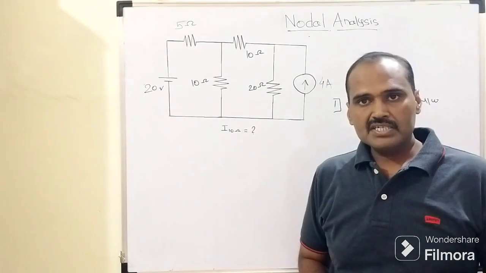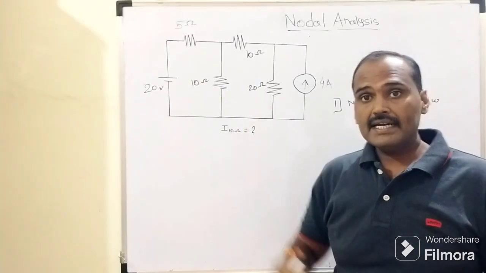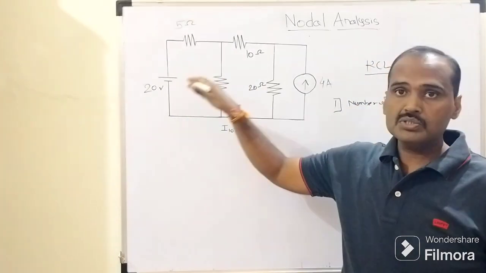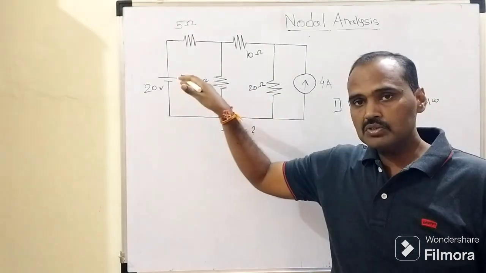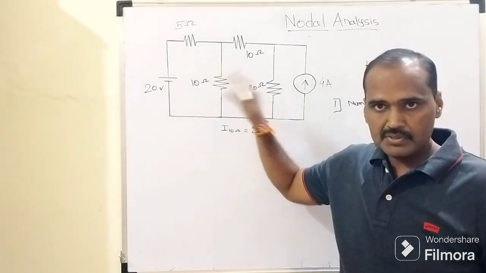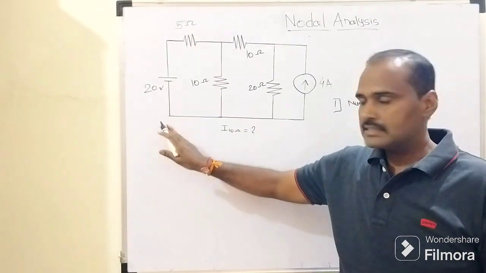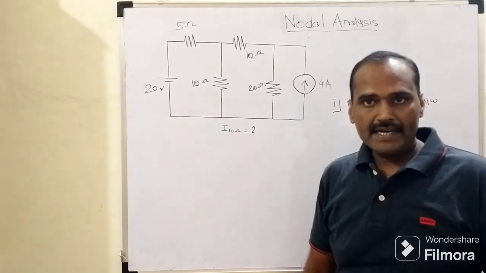Probably in the next session we will try to learn how to analyze a network which consists of dependent energy sources, means dependent voltage source or current source. So what is a dependent source? Its value depends upon the existing value of voltage or current which is present in that circuitry. For the sake of the moment, we need to understand that these two are the independent energy sources.